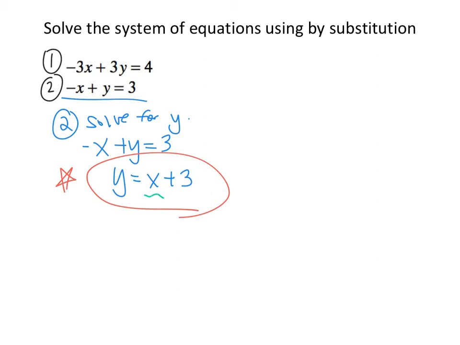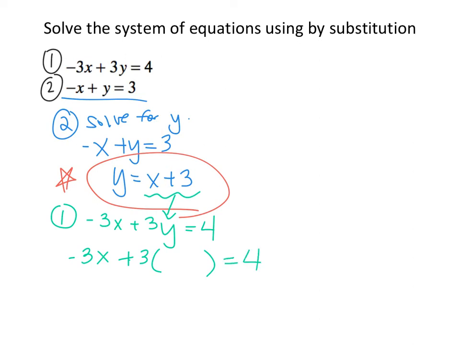Okay, now I'm going to plug in this x plus 3 into the other equation. So I'm plugging that into 1. So I'm rewriting it. Negative 3x plus 3y is equal to 4. I'm going to put this x plus 3 in for y. So I have negative 3x plus 3. Instead of y, I'm going to leave parentheses there for now, equals 4. This y is going to become x plus 3. You'll notice I only have x. You want to only have one variable in your equation so that you can solve for it.